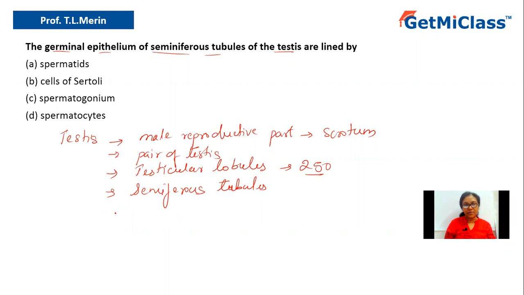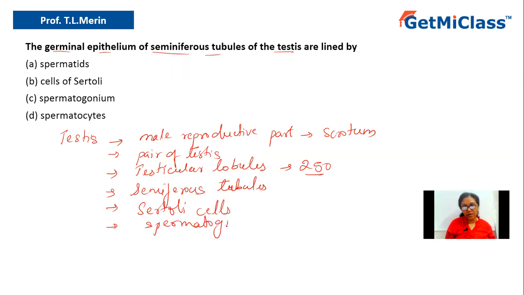And within these seminiferous tubules, it is lined by cells called cells of Sertoli, or you could say Sertoli cells. So the outermost layer is called Sertoli cells. Then we have the sporogenous tissue, or you can say the tissue which leads to the formation of spermatogonium. Then further inside, it has a large number of cells or tissue which we call spermatogonium.